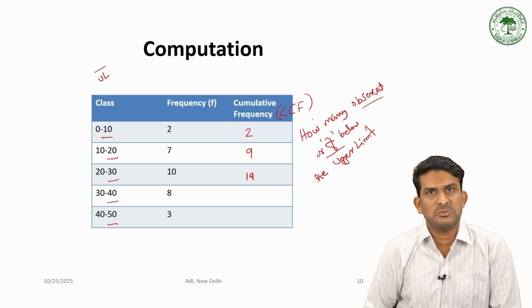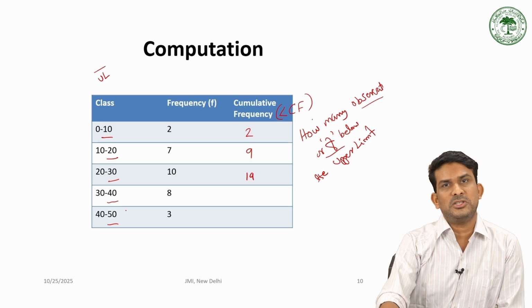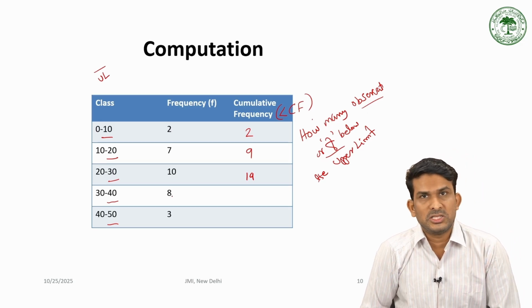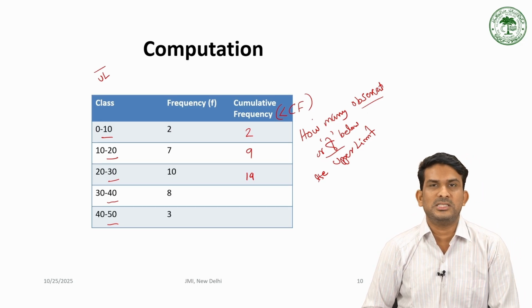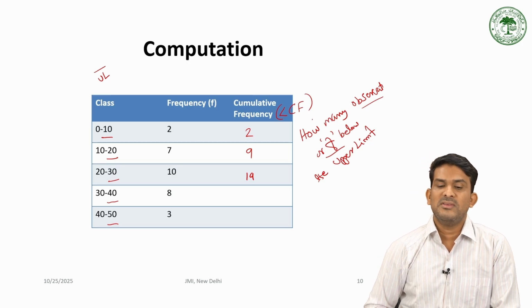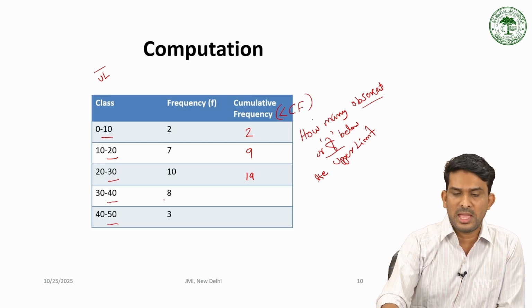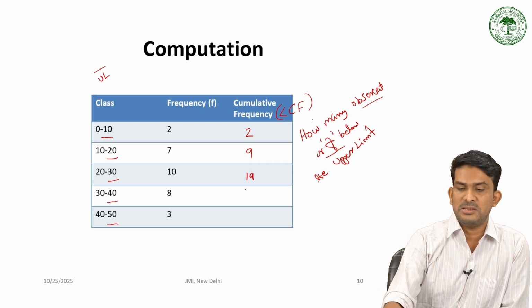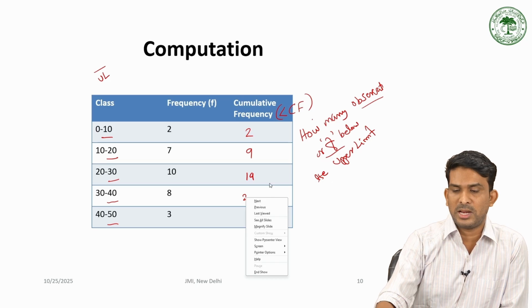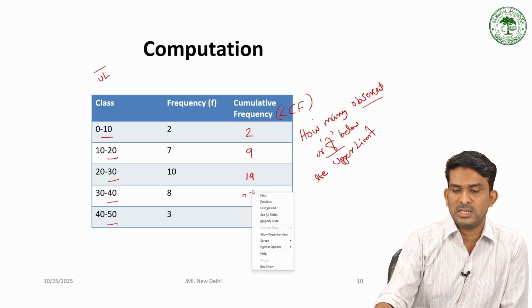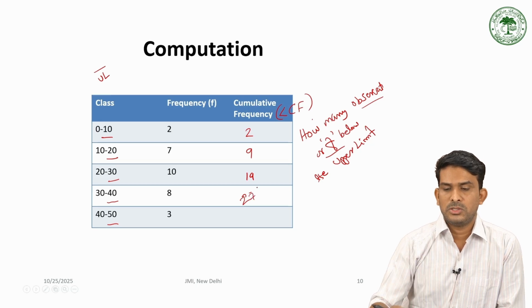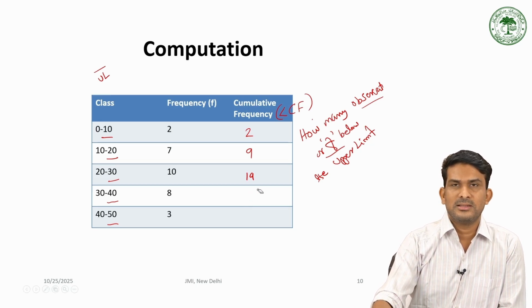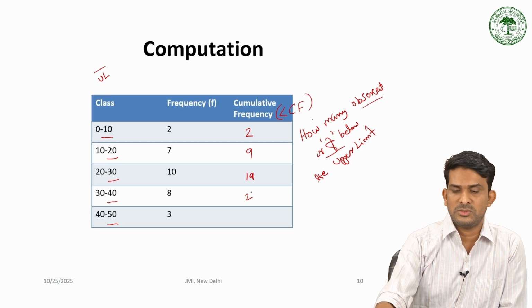How do we calculate cumulative frequency? The corresponding frequency of the 30 to 40 class is 8. It is not below 40, it is between 30 and 40. Clear? So we have to add the previous classes. So 8, and the cumulative frequency of the preceding class is 19. 19 plus 8 is 27. Am I right? 19 plus 8, that is 27. Let me erase and write again. 19 plus 8, 27.